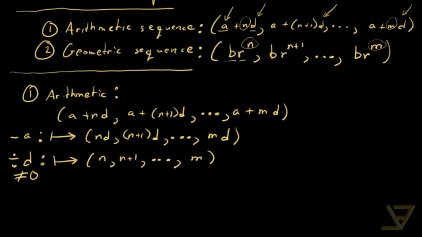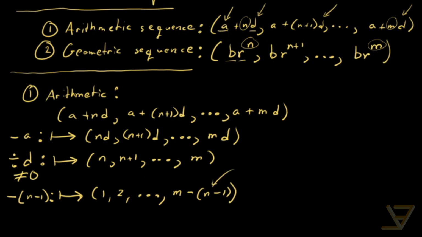And finally, we're going to use the trick that we used with the pages of the book, which is to subtract n minus 1 from each term, which gives us 1, 2, all the way through to m minus n minus 1. And this term over here is simply equal to m minus n plus 1. So that's the number of terms in the sequence.